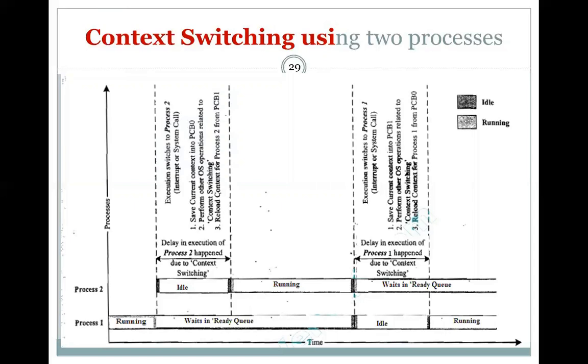Under idle state, execution switches to process 2 and saves the current context into PCB 0, that is, process control block 0, then performs other operations related to context switching, and reloads the context of process 2 from PCB 1, that is, process control block 1.